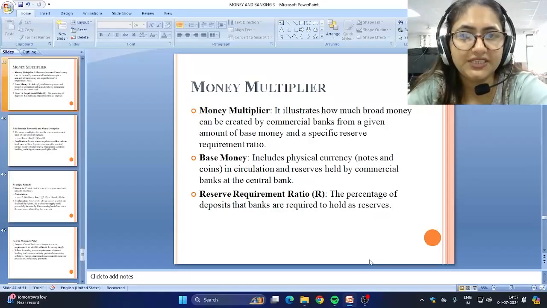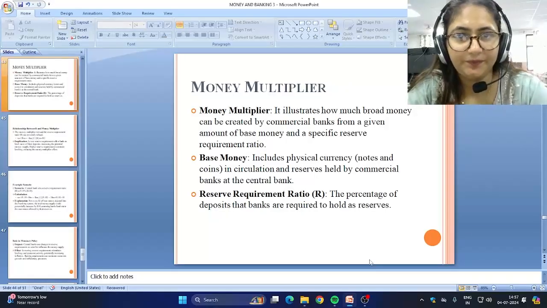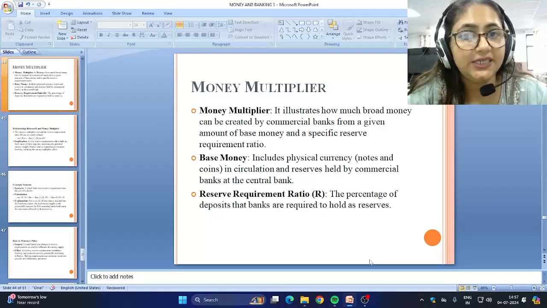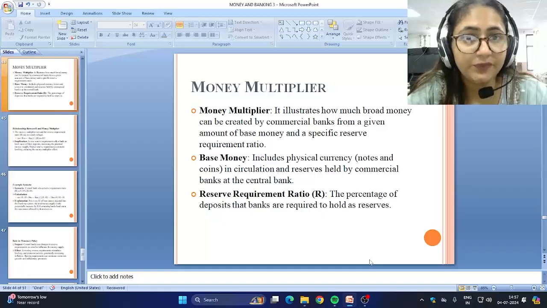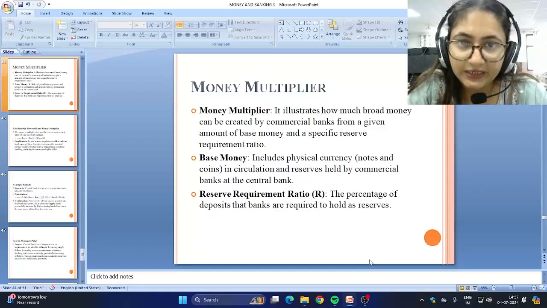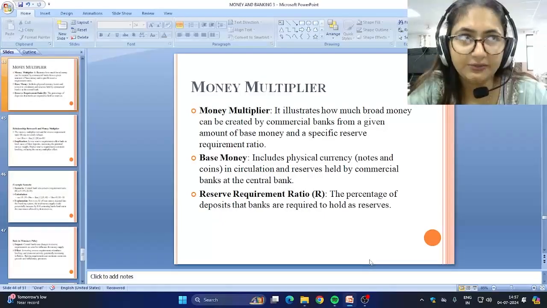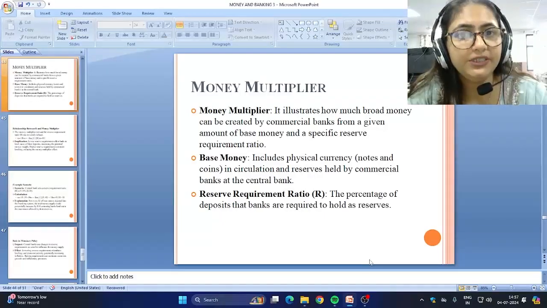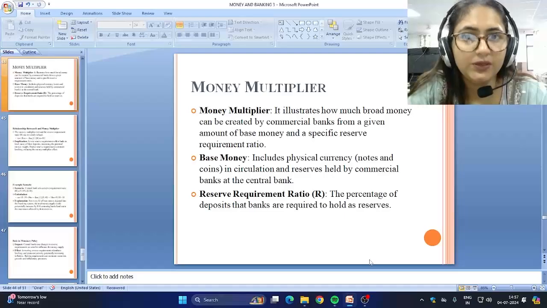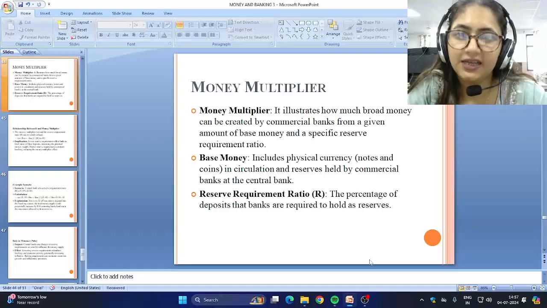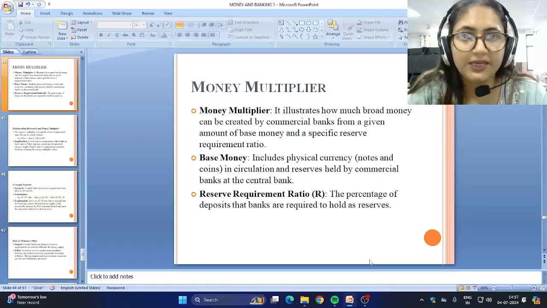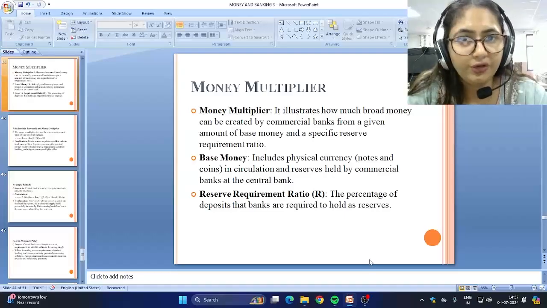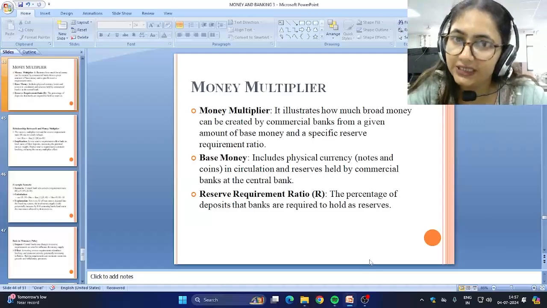Moving on towards the next topic, the money multiplier. The money multiplier is a key concept in banking and economics that illustrates how much broad money can be created by commercial banks from a given amount of base money. Base money is also known as high powered money, and a specific reserve requirement ratio is also considered to illustrate how much broad money can be created.